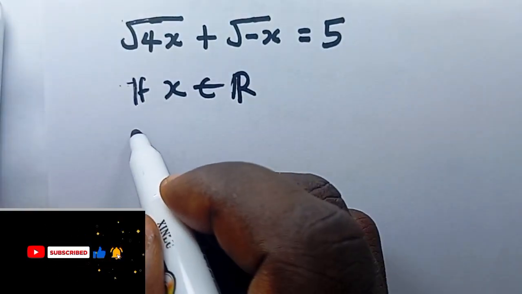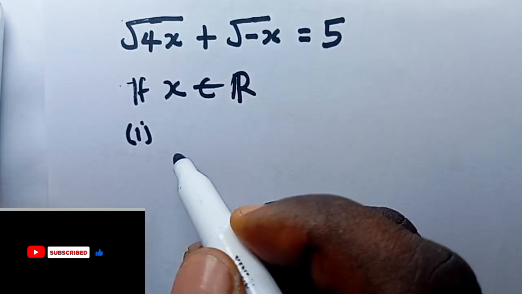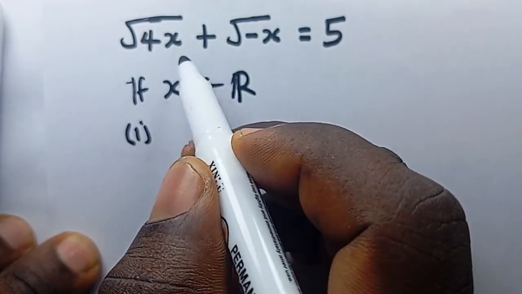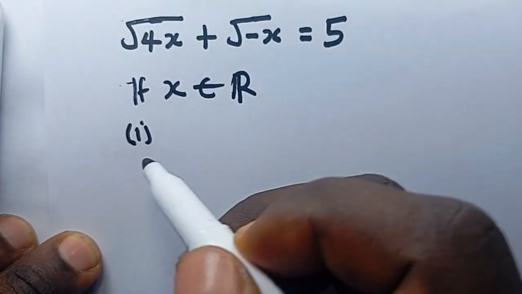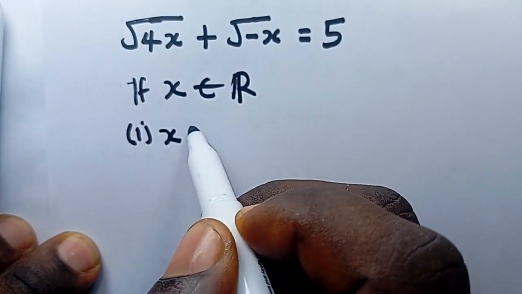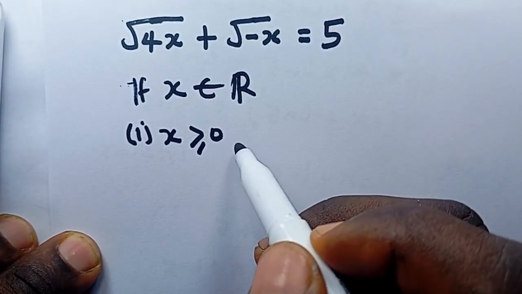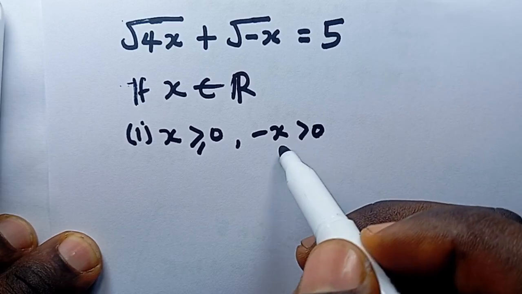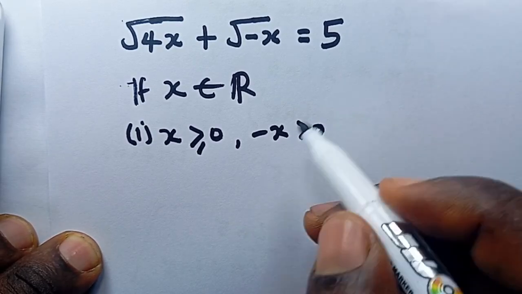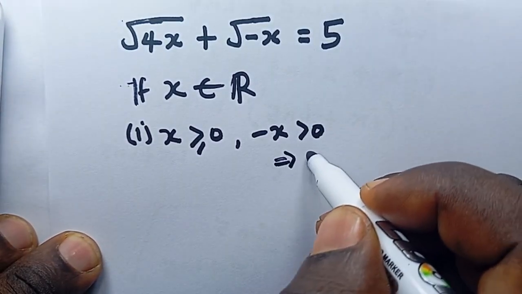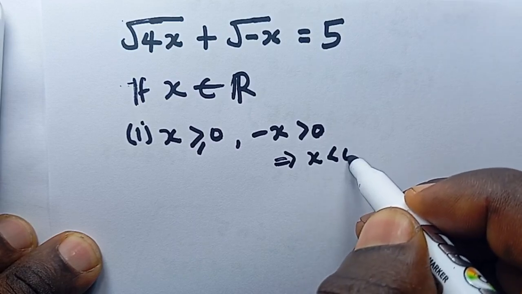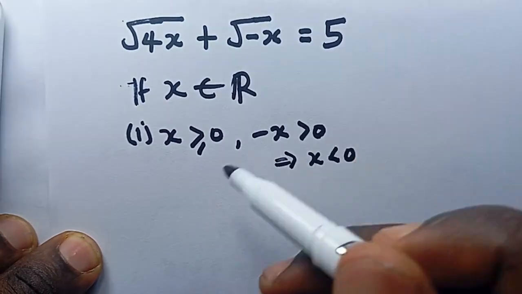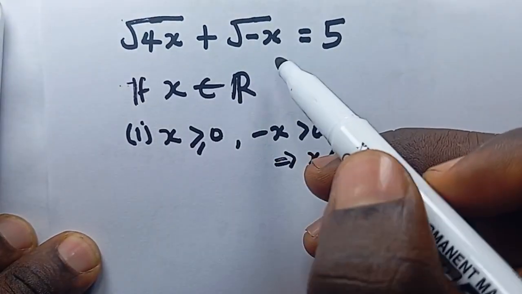Now there are some conditions that x is actually going to satisfy. First here, x is actually going to be positive, and then minus x will also be positive. And for minus x to be positive, of course this will imply that x is negative. So these are the conditions that will be satisfied for x to be real.